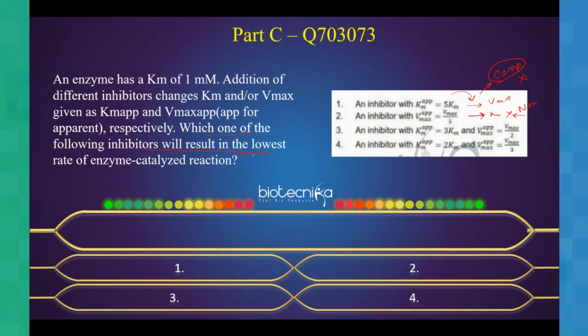Which of the following will result in the lowest rate of enzyme catalyzed reaction? That means they're asking which one of these will have the lowest velocity. So here also you have to use the Michaelis-Menten equation. You have to basically calculate V0 by putting in these revised Km and Vmax. Generally, we have V0 is equal to Vmax times S divided by Km plus S, isn't it? But instead of the regular Vmax and regular Km, we will be putting in these revised values, that is 3 Km or Vmax by 2. And then we have to find out which is resulting in the lowest one.